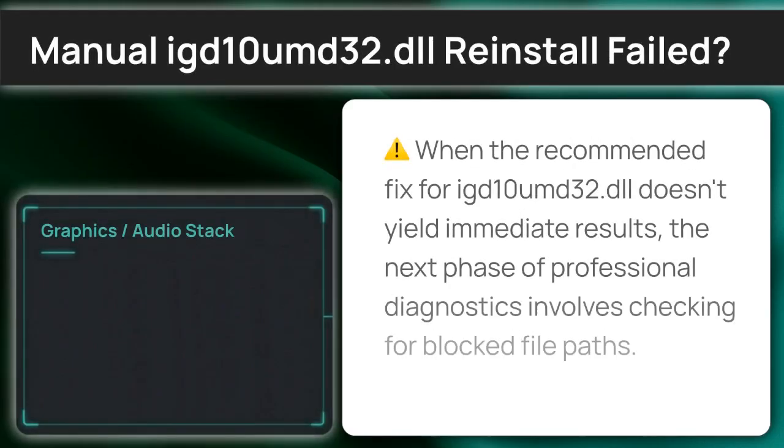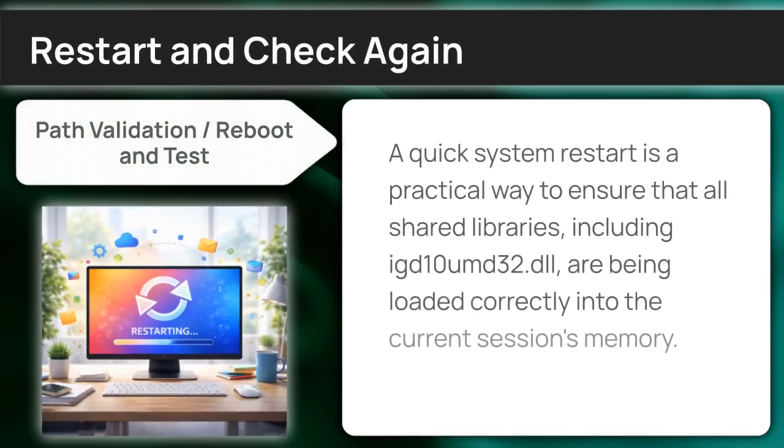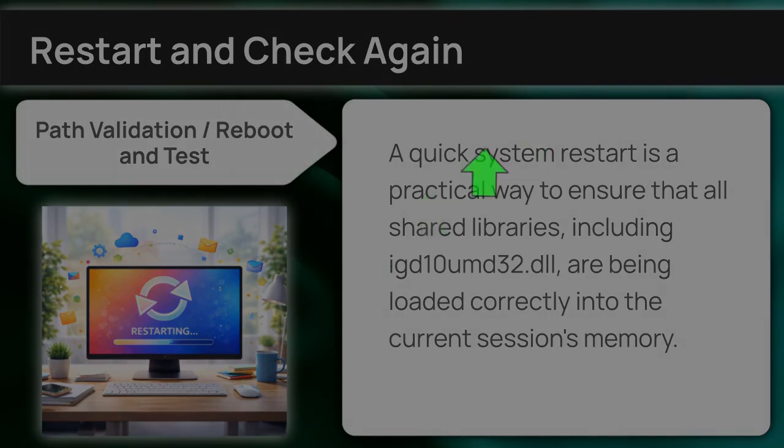If you're still seeing the missing file notification, we should attempt to force a synchronization between the software and the OS. A system reboot is a reliable way to clear away zombie processes that might be interfering with igd10umd32. It's a low-impact step that ensures your operating system is starting with a synchronized environment.